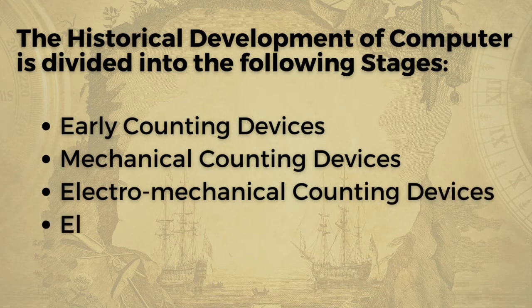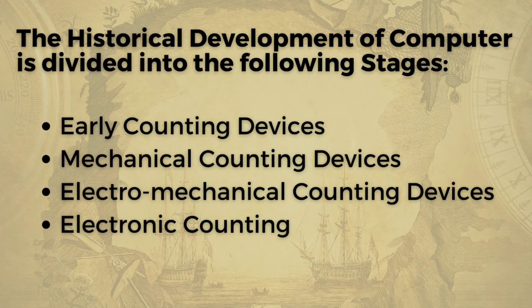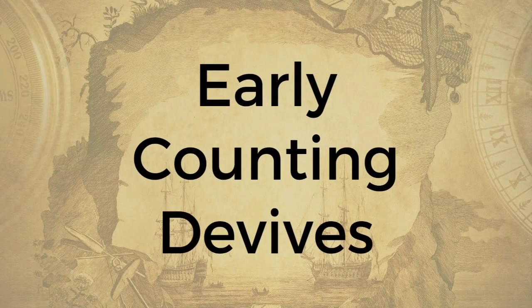First of all, we shall look at the early counting devices that humans were using. Then we shall look at the mechanical counting devices. Then we'll see some of the electromechanical counting devices that humans used in time past. And finally, we shall conclude with electronic counting devices.